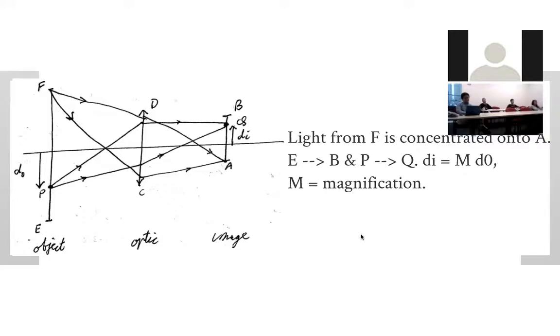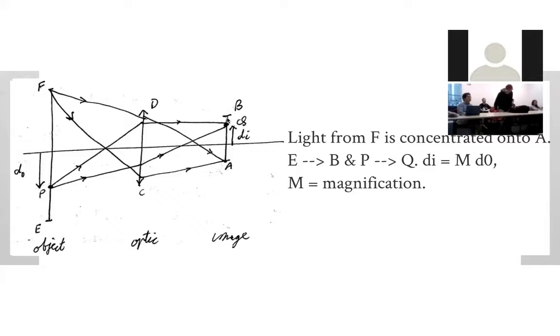Let's consider a more detailed situation of light from an object EF. This is an extended object, point E, point F. And this is the optical axis, this central line here. Now, CD is our optical element. It doesn't need to be a lens. Let's just call it an optic. Then an image is formed at AB, so point A and point B.